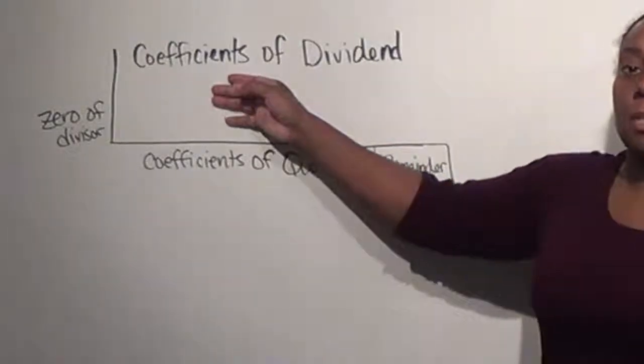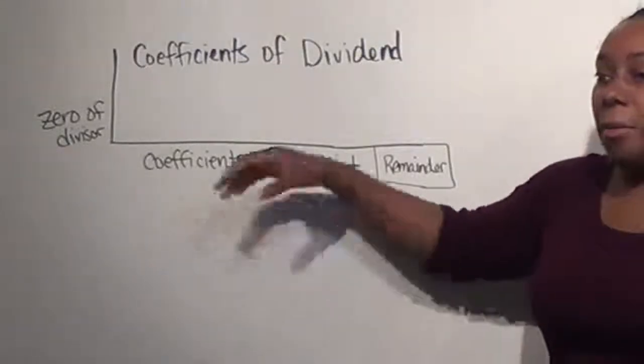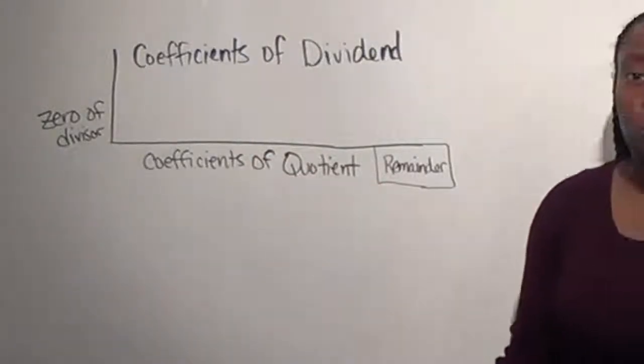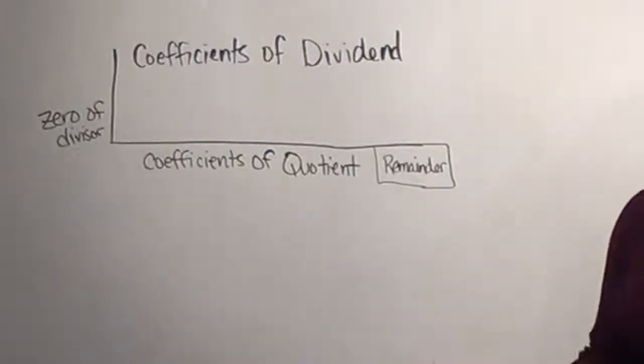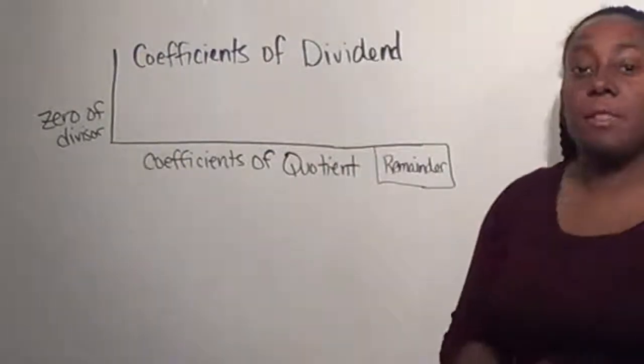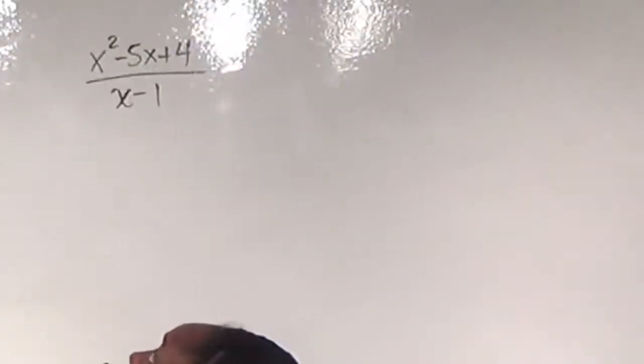Okay? Now, one of the reasons this method is a little nicer than the other is because, notice here I say the coefficients of the dividend and the coefficients of the quotient. We're not actually using the entire polynomial. We're just looking at the numbers. So for those of you who don't like the variables in there, this kind of removes that. Okay? So let's look at an example.